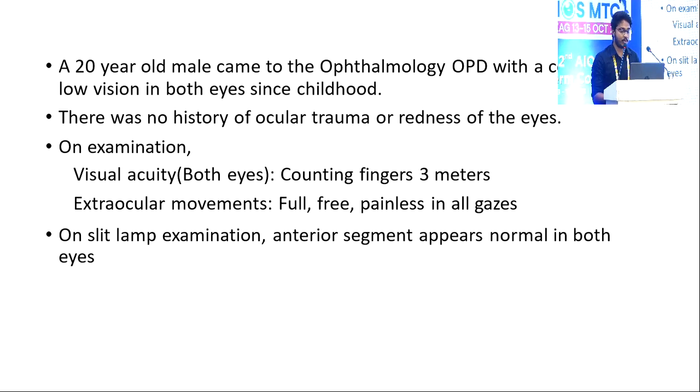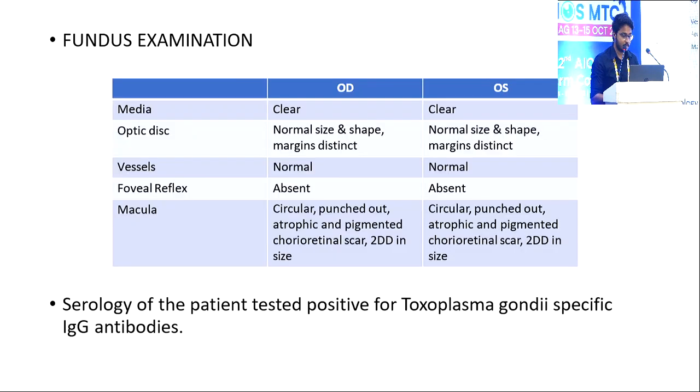There was no history of ocular trauma or redness of the eye. On examination, the best corrected visual acuity in both eyes was only counting fingers up to 3 meters. Extraocular movements were full, free, and painless in all gazes. On slit lamp examination, the anterior segment appeared normal in both eyes.